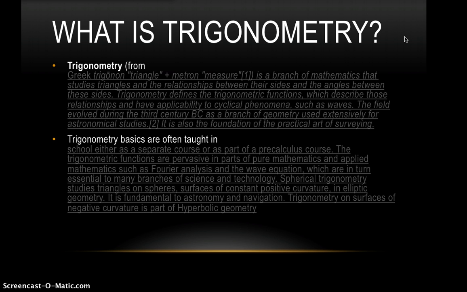Basically, the word trigonometry comes from the Greek trigon, which means triangle, and metron, which means measure. It's a branch of mathematics that studies triangles and the relationship between their sides. You can use the trigonometric functions to find the sides and angles in a right angle triangle, or any triangle. Basic trigonometry is often taught in school, and it's fundamental in astronomy and navigation.